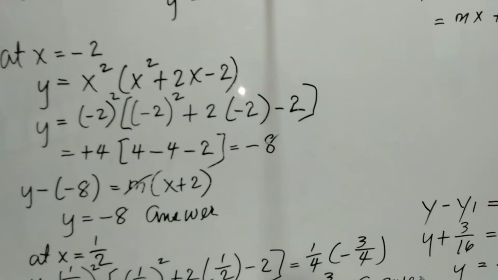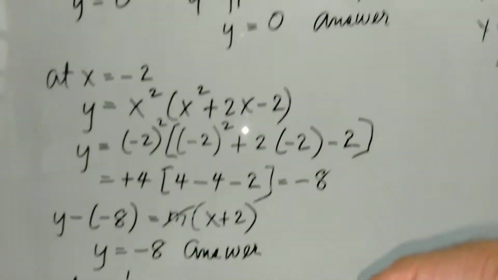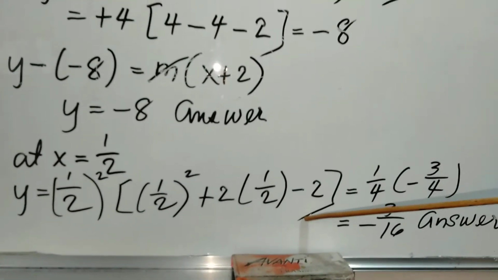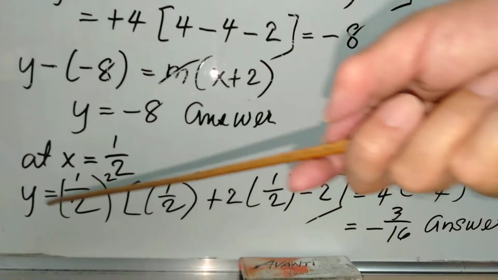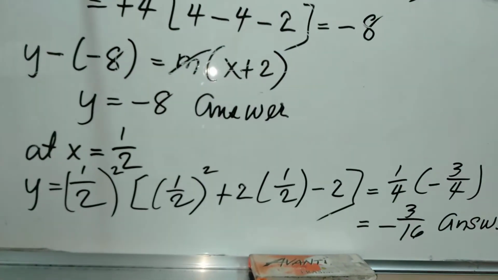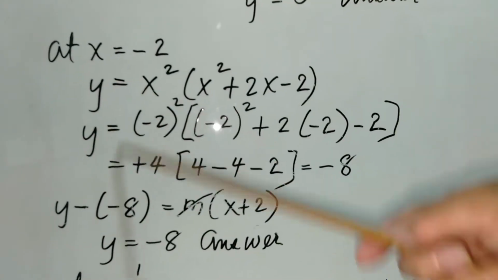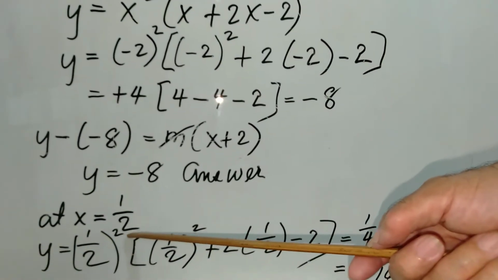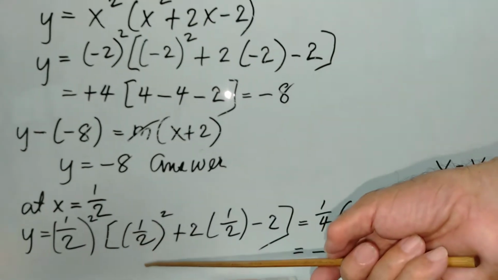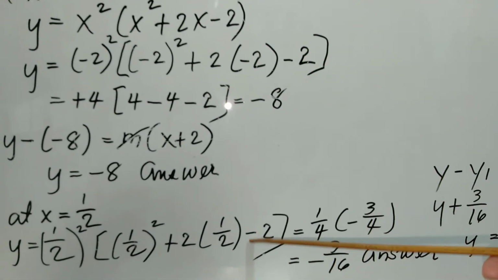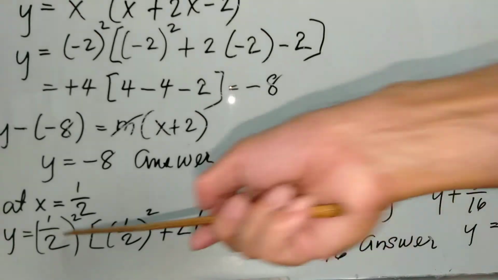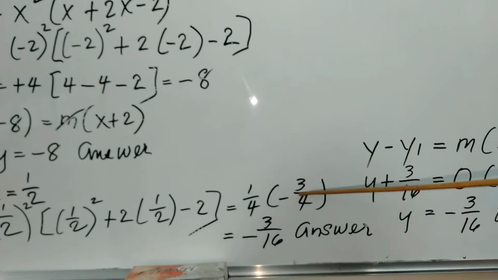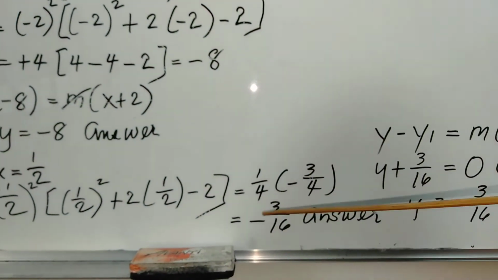So for the third root, which is 1/2, at x equal to 1/2, we substitute this also to the given polynomial here. So y is equal to, we substitute 1/2, 1/2 squared, is equal to 1/2 squared plus 2 times the quantity 1/2 minus 2. So 1/2 squared is equal to 1/4, and we combine all of these terms here, we get negative 3/4. And so 1/4 times negative 3/4 is negative 3/16.